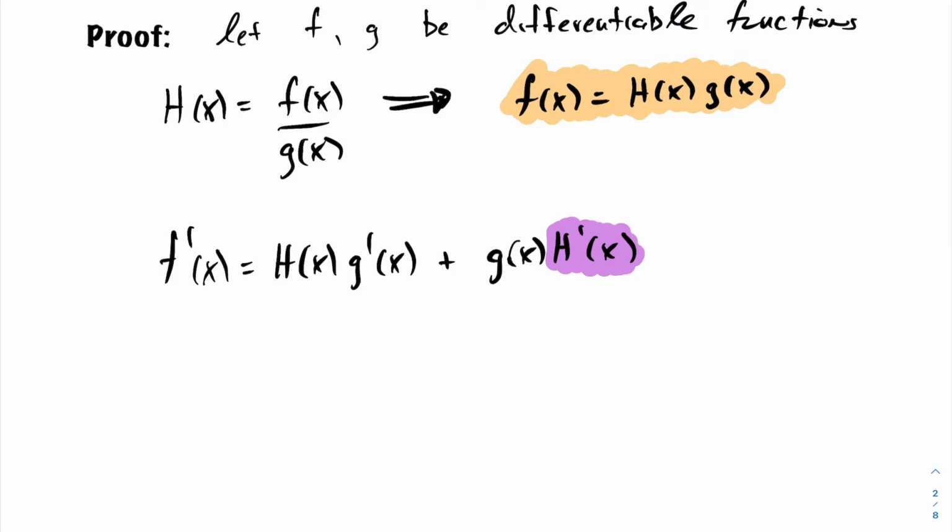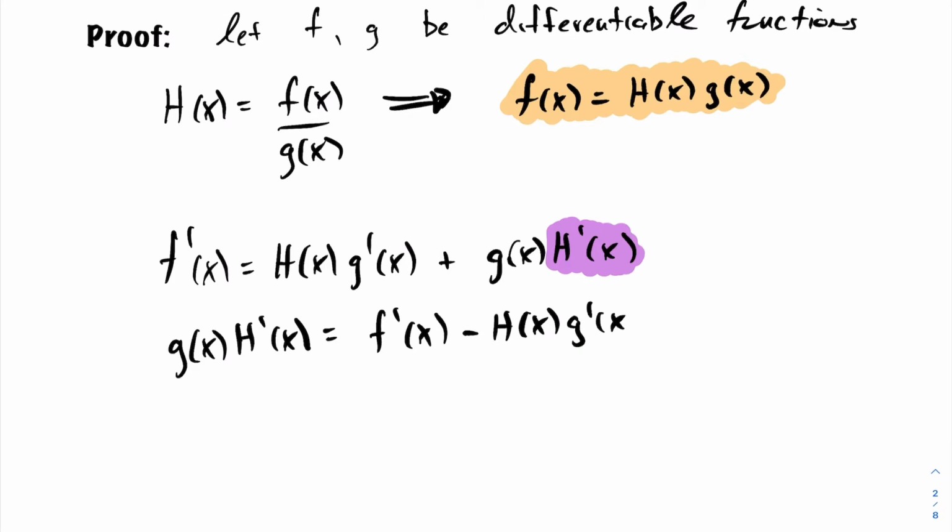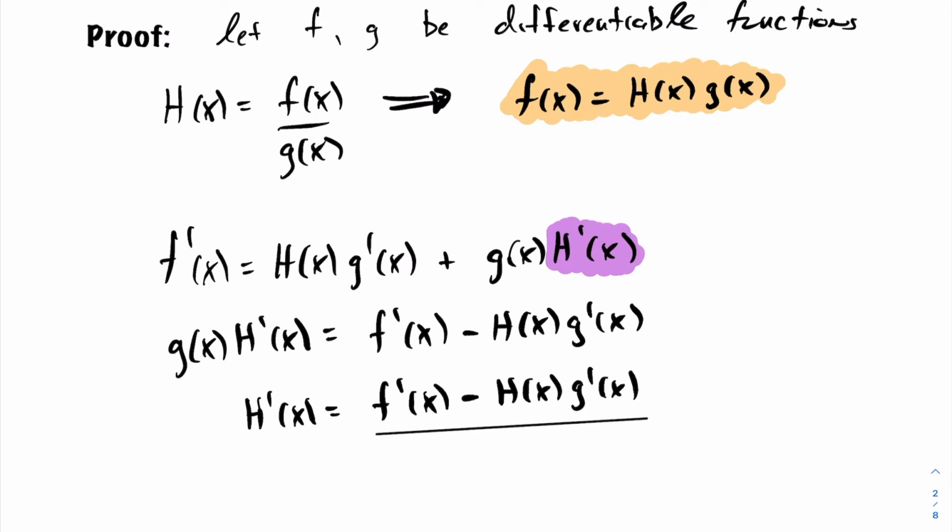And the reason for that is obviously I'm looking to find the derivative of h at x, as that's the quotient of f at x and g at x. So I'm going to go ahead and isolate for h prime at x here, in which case we get g at x times h prime at x is going to equal f prime at x minus h at x times g prime at x. Divide across by g at x here, we get f prime at x minus h at x times g prime at x, all over g at x.